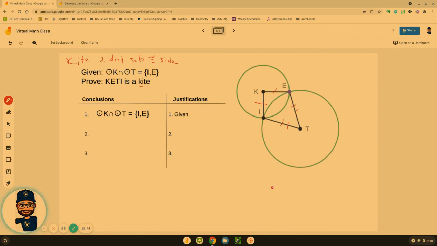So if I pull off the smaller circle, and we just draw it like this, here's K in the middle, here's I over here, and here's E. How do I know that KE is the same distance as KI? We got to go back to one of our earlier definitions of a circle. Segment KI congruent to segment KE. Definition of a circle.